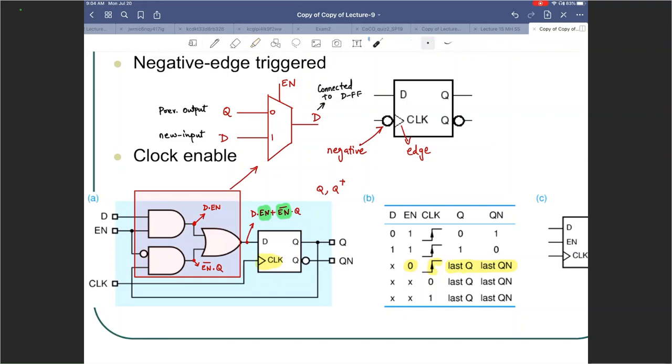Now, when it comes to enable being 1, your new input, whatever you give over here, right? Let me highlight that in perhaps pink. This guy is right here. And let's see. This guy is right here.